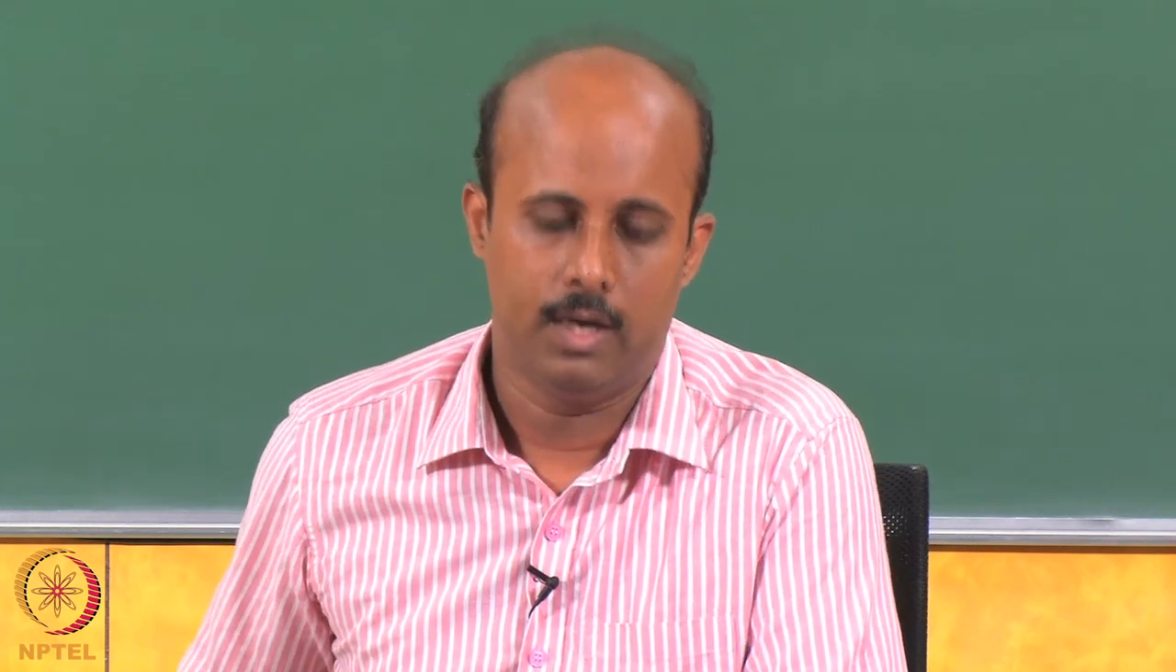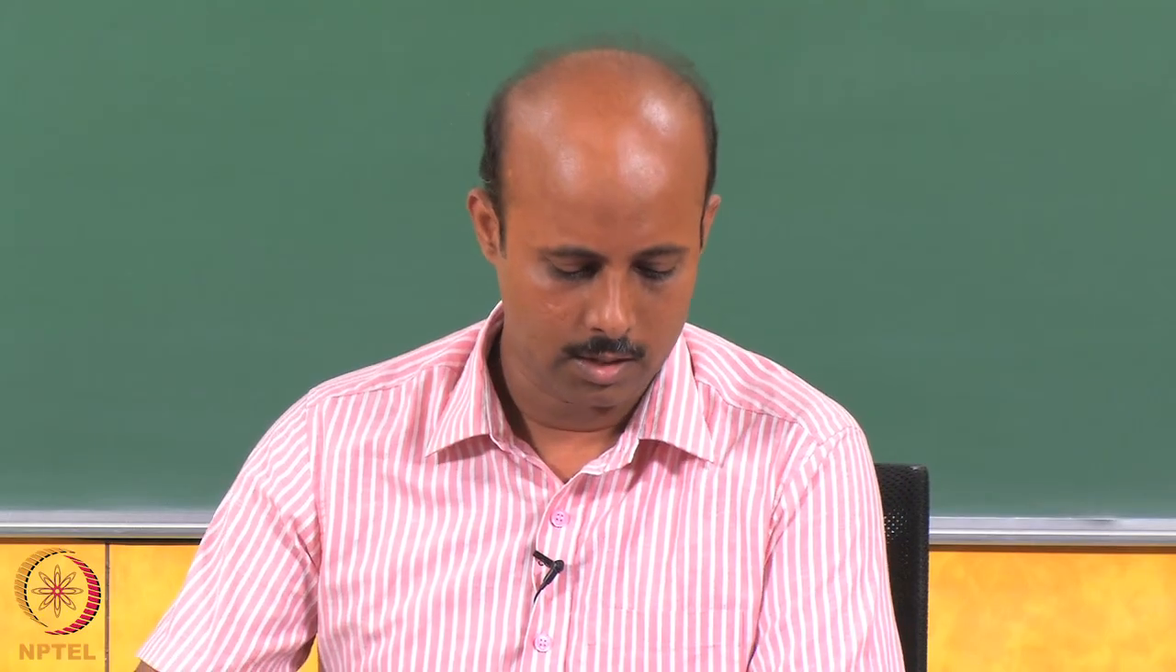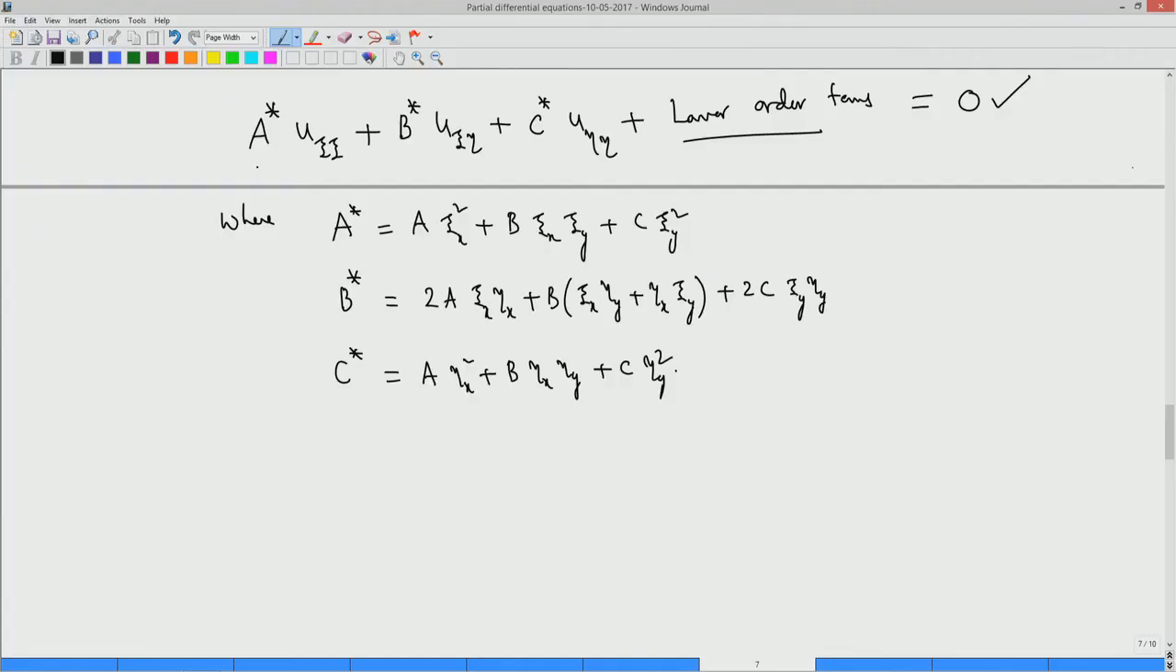We will see what happens when the discriminant b square minus 4ac is 0. We will get another canonical form, and we will see that in this video. So, we will just look at the equation when b square minus 4ac is actually equal to 0.